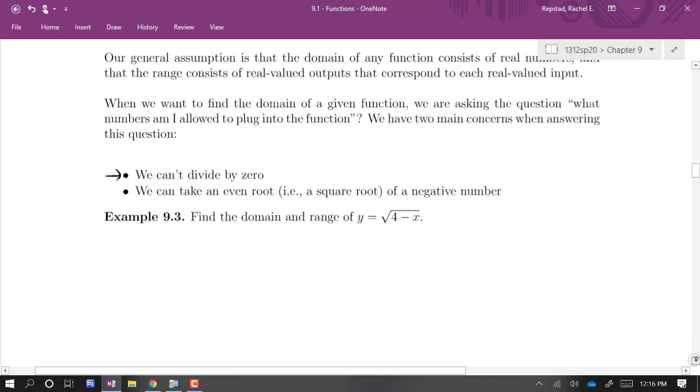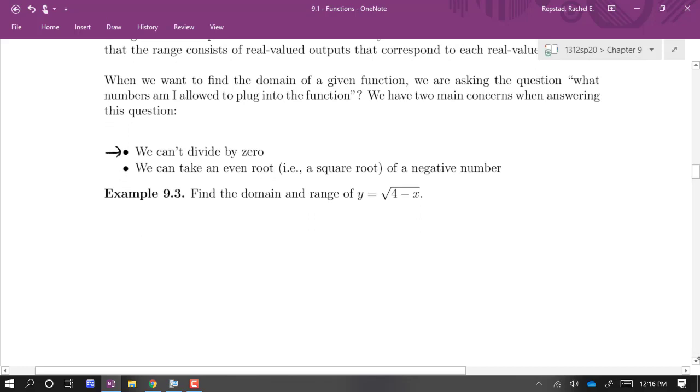So in example 9.3, we want to find the domain and range. We'll just note here that this function, the equation, is not in the form of a fraction. There are no x's in the denominator, so we are in no danger of dividing by 0. So that criteria is all set.